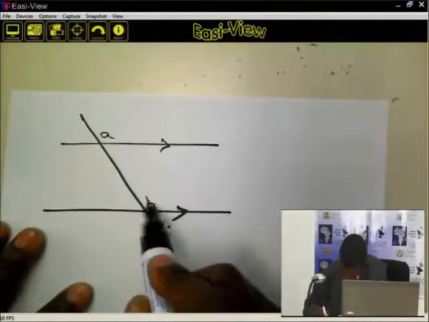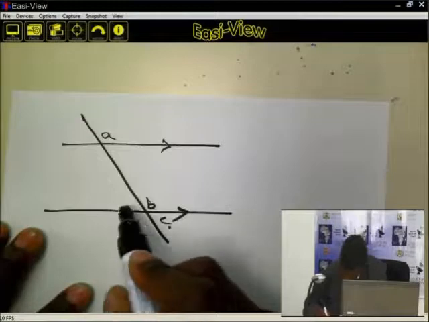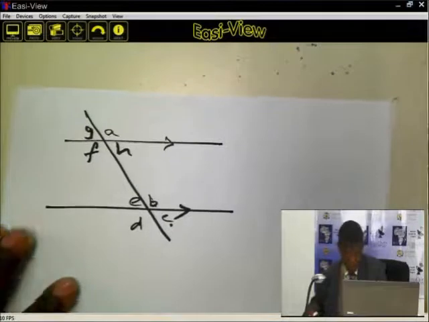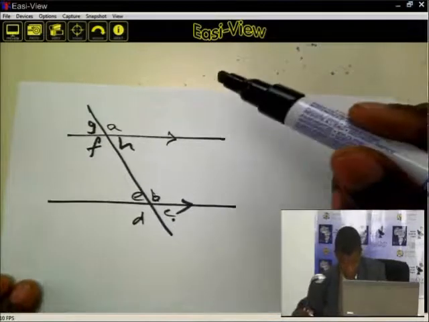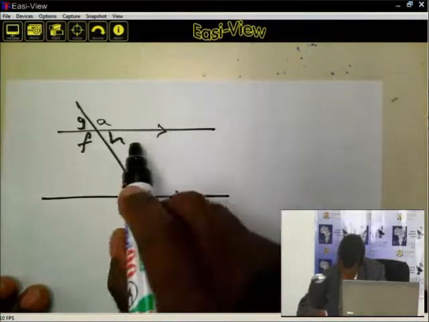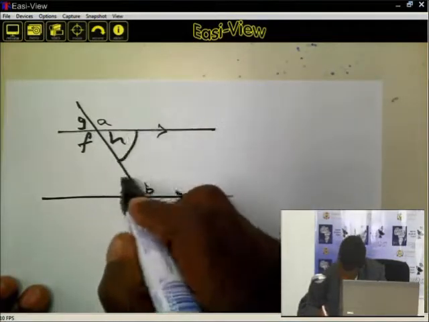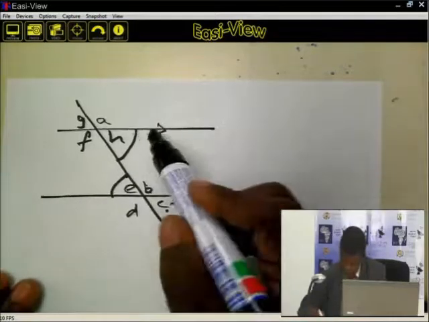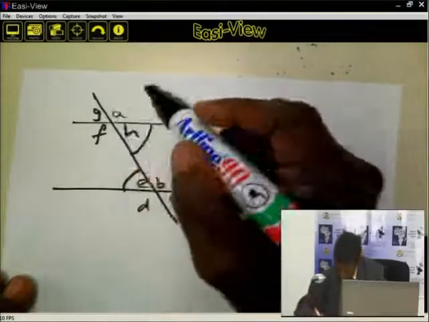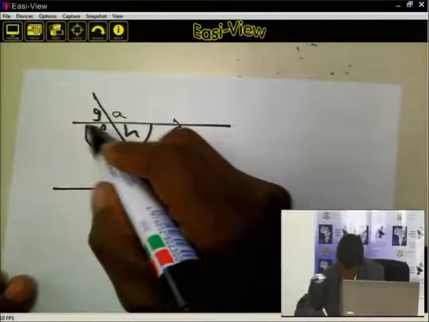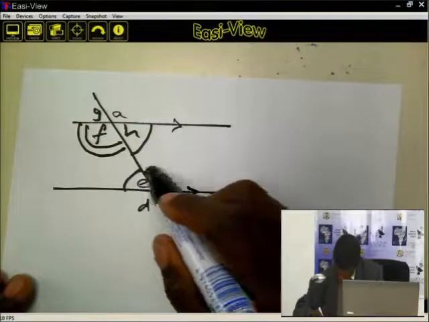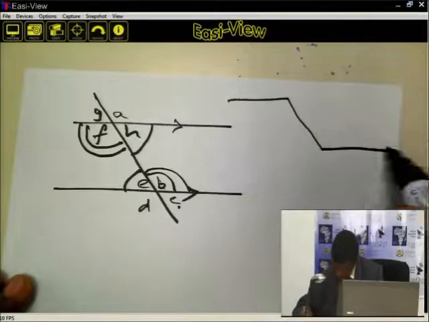A, B, C, D, E, F, G, H. Then the alternate angles are equal. Now which ones are alternate here? You have H and E. Notice that they form a Z. That's how you'll recognize them. And F as well as F and B. Notice that they form an F. It looks funny, but it is still Z.